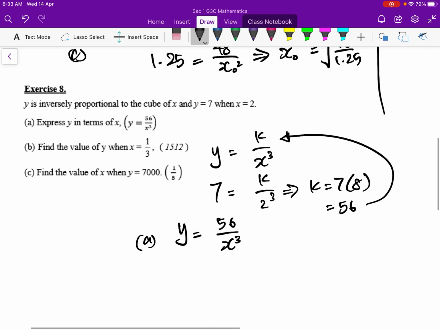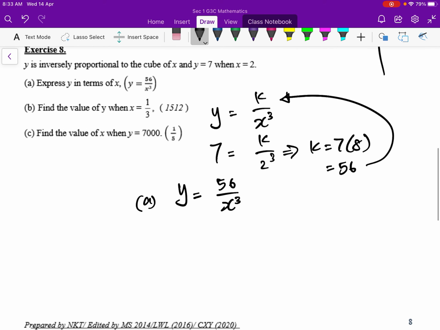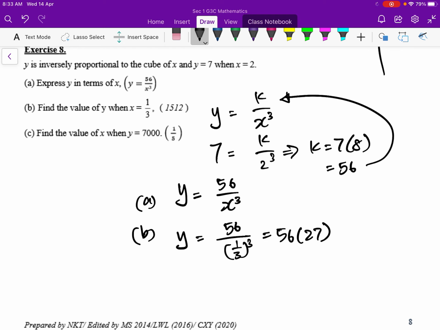Then part B, they tell us that x is 1/3. So find the value of y. When x is equal to 1/3, just substitute in 1/3 to the power of 3. So effectively, we are taking 56 multiplied by 27. So you get 1512. Okay, so that's part B.